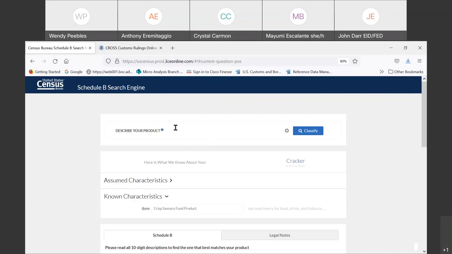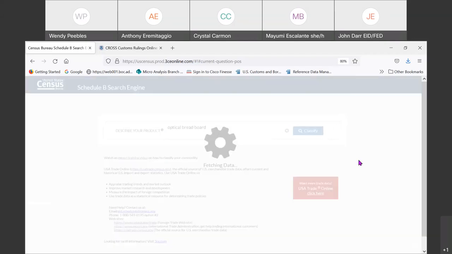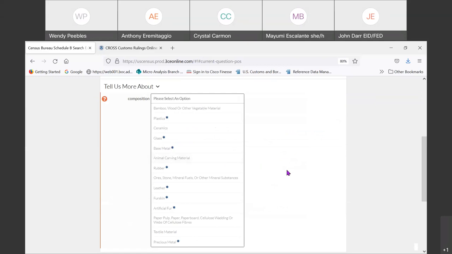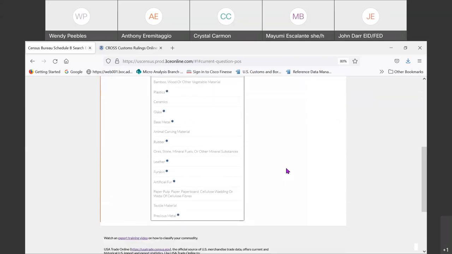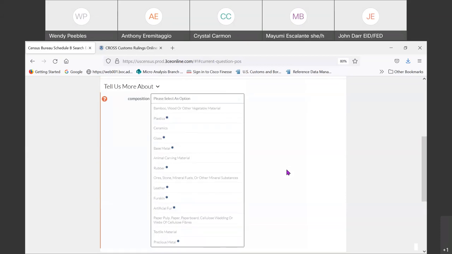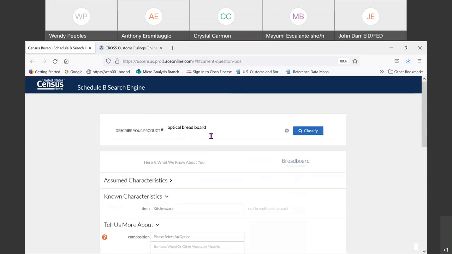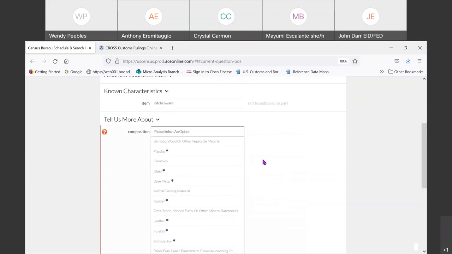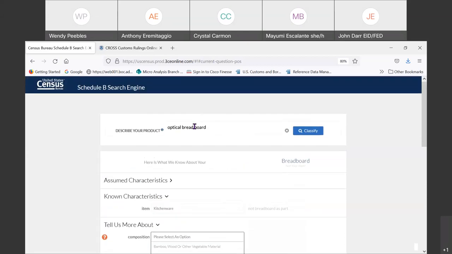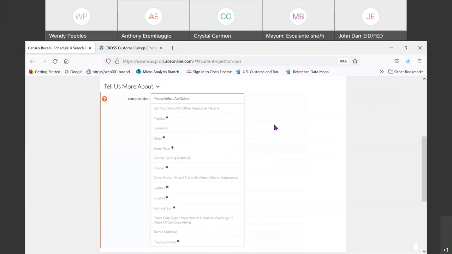Okay, so what is it called again? It's called optical breadboard. So let's just put that in and see what comes up. There are some cross rulings, but the cross rulings are very company specific. I just don't know whether we can use that. Okay. So I put optical breadboard in the search engine, and I spelled everything correctly, right? Breadboard is one word. Okay, so this doesn't look like it's taking us down the path.